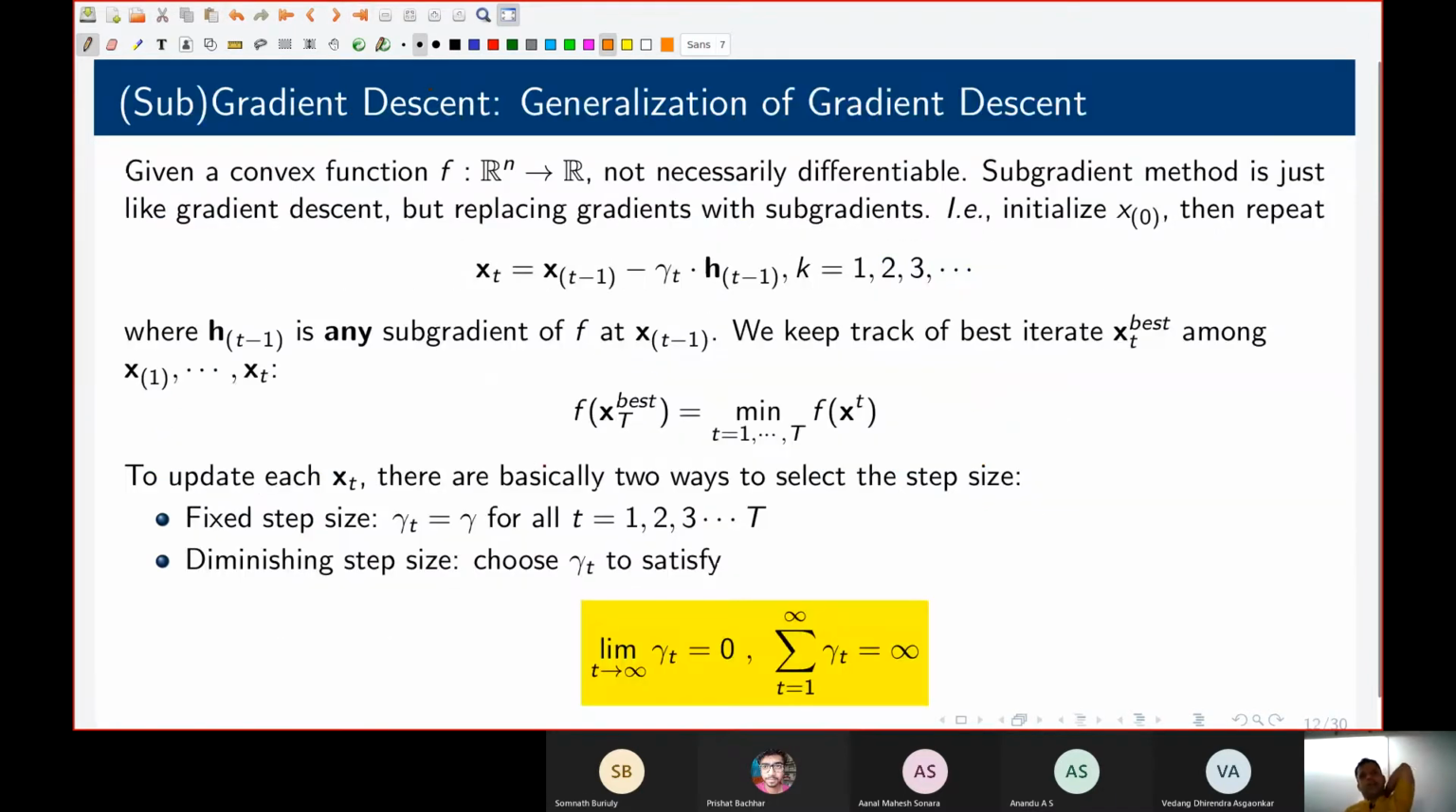Okay, now let's look at the next part. What if you can't compute the gradient at all everywhere? So we know that subgradient descent comes to the rescue. It's like gradient descent, but you're replacing the gradient with a subgradient. But when we say replacing gradient with subgradient, there are so many subgradients possible. So therefore, we have a notion of any subgradient. So you just take any subgradient.